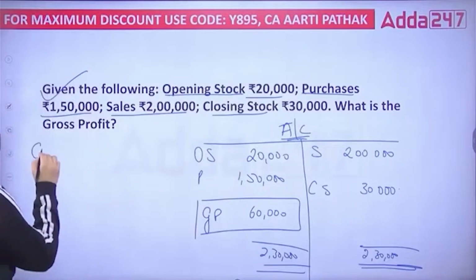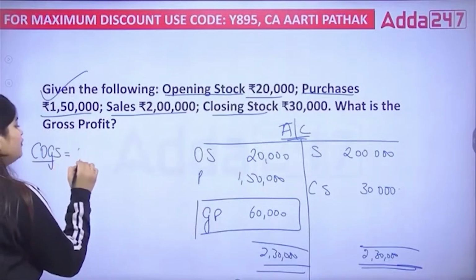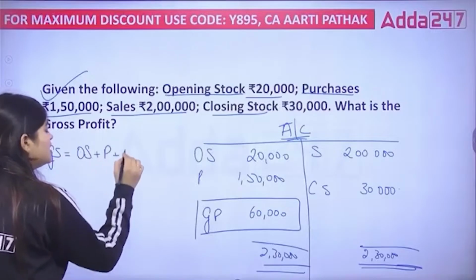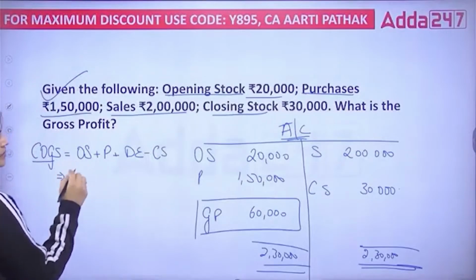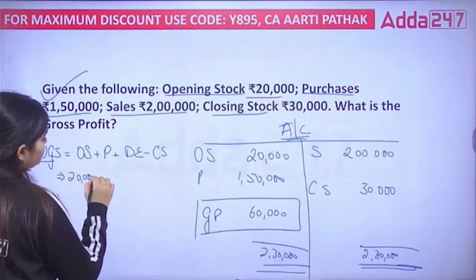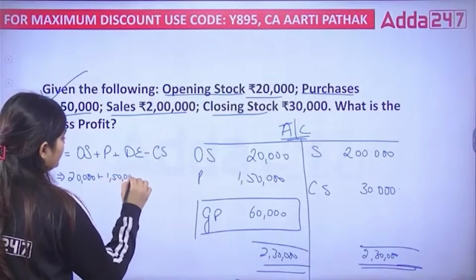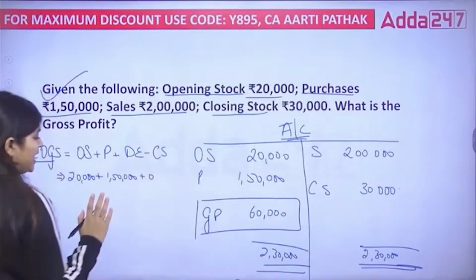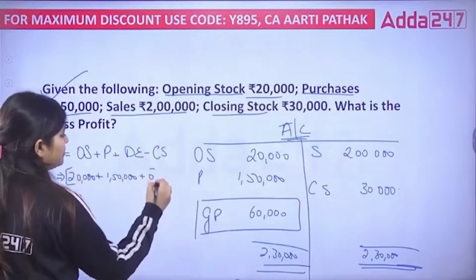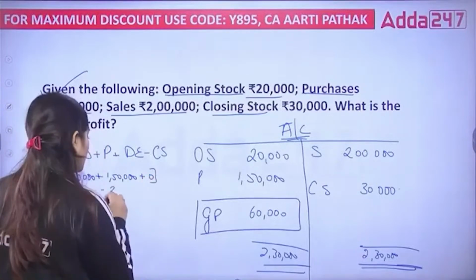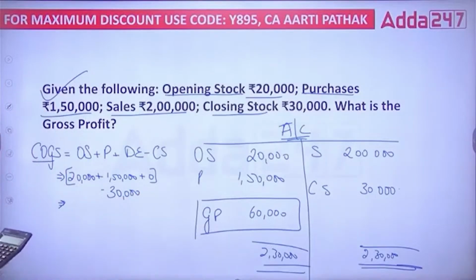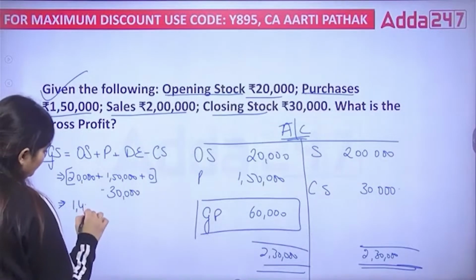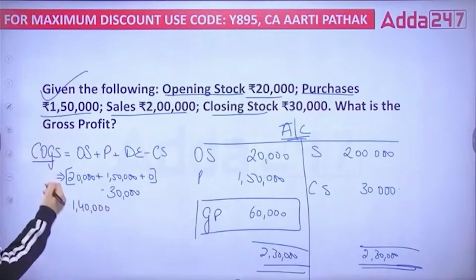Now, if we want to calculate with the help of COGS, what is the formula? Opening stock plus purchases plus direct expenses minus closing stock. Yes, so here opening stock is 20,000 plus purchases 1,50,000, no balance of your direct expenses, so 0, and you need to subtract your closing stock balance, that is 30,000. So this will give you 20,000 plus 1,50,000 minus 30,000. So your answer is 1,40,000. Now this is your cost of goods sold.